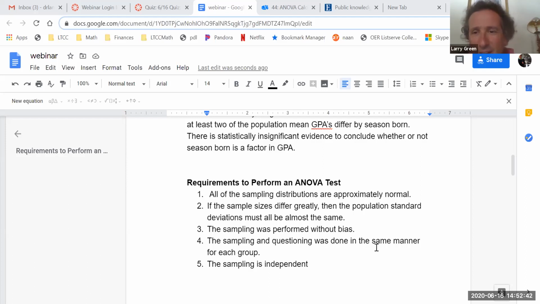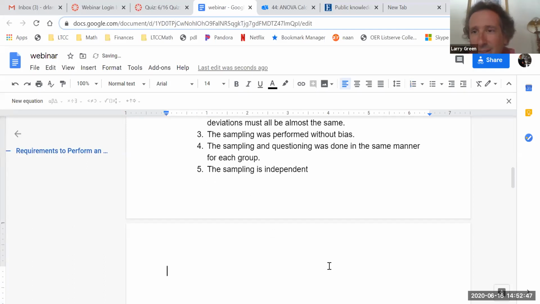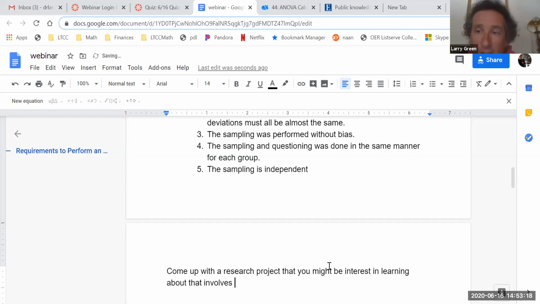So here's what I want you to try. I'm going to have you do it independently, but you can get help from each other or me or Anna. And that is: come up with a research project that you might be interested in learning about that involves ANOVA, of course.